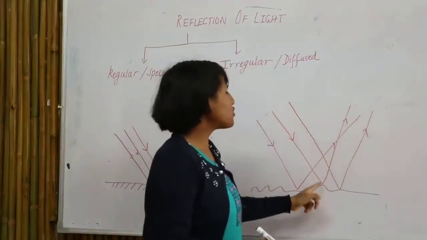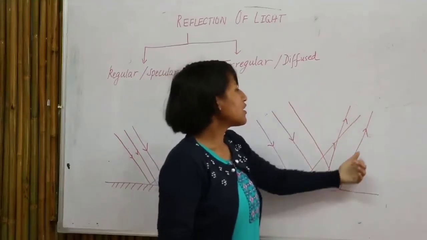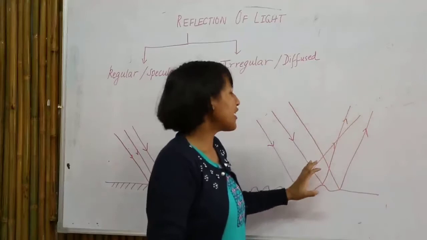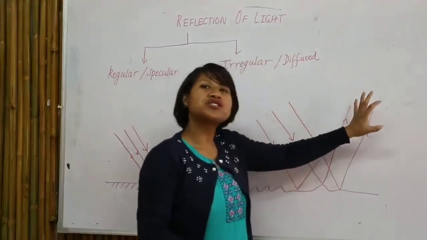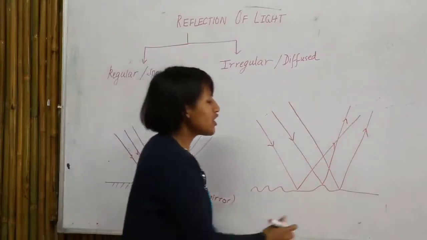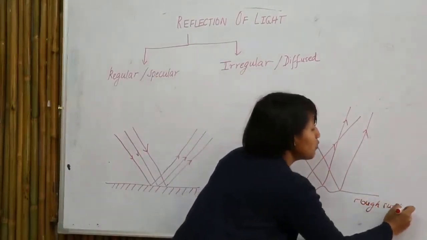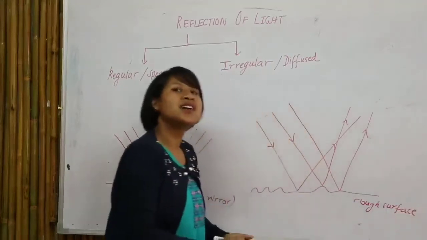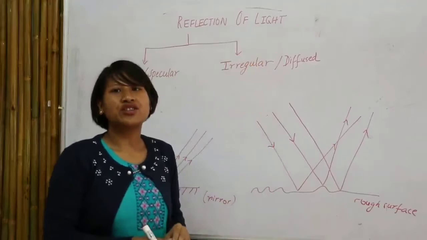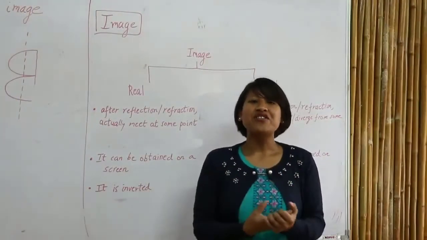And then this one also gets reflected. Okay, this one also gets reflected. After obeying the laws of reflection, you will find that reflected rays do not constitute a parallel beam of light like regular reflection. So as a result, rough surfaces, mostly the objects all around us, undergo this irregular reflection of light.